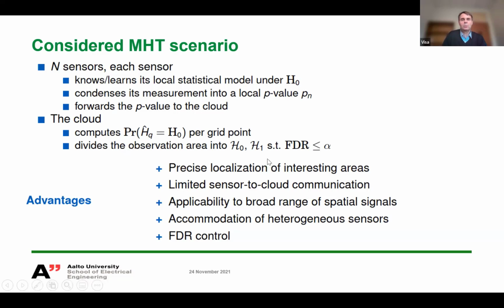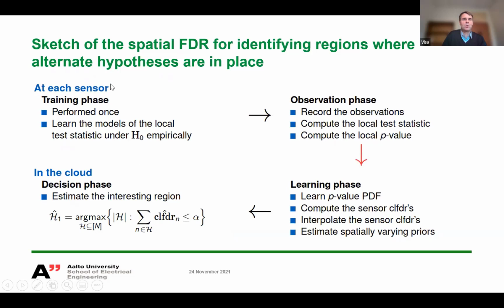And the idea is that you could basically localize or characterize these interesting areas precisely. At the same time, you could limit the communication between sensors and cloud and also deal with spatial signals and the fact you are learning these local distributions. It allows you to accommodate heterogeneous sensors and at the same time get the peace of mind by controlling the false positives. The actual process, the stages, are described here.